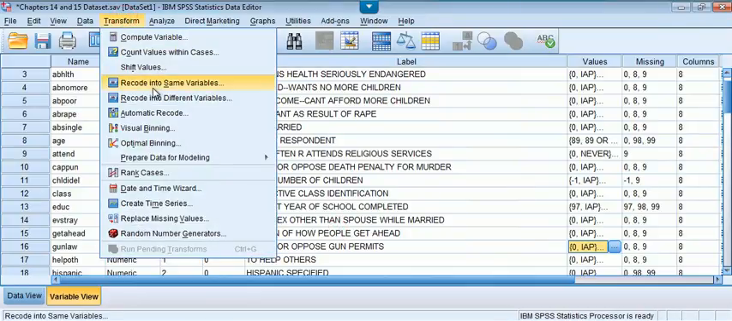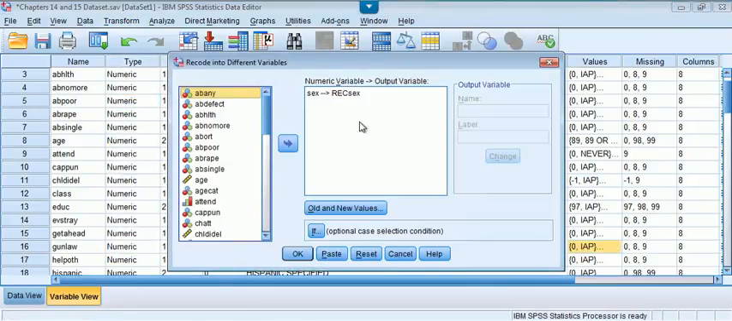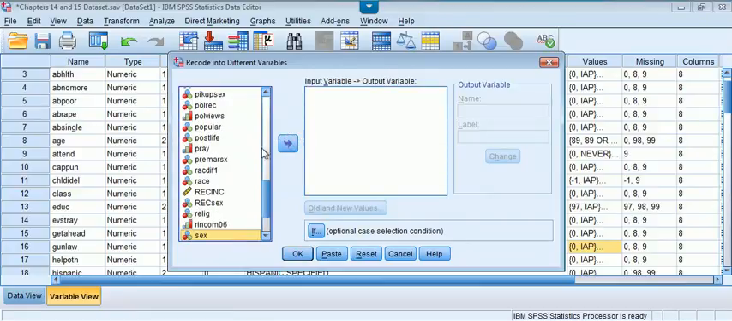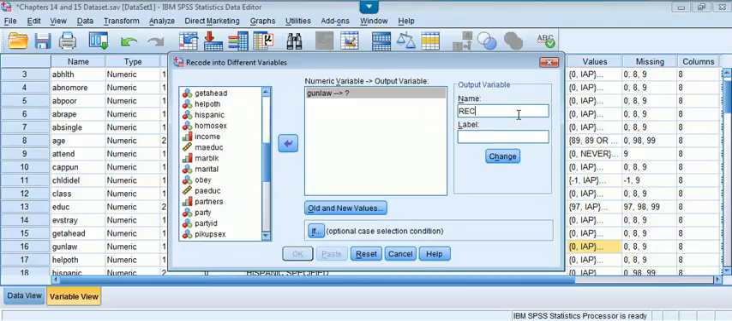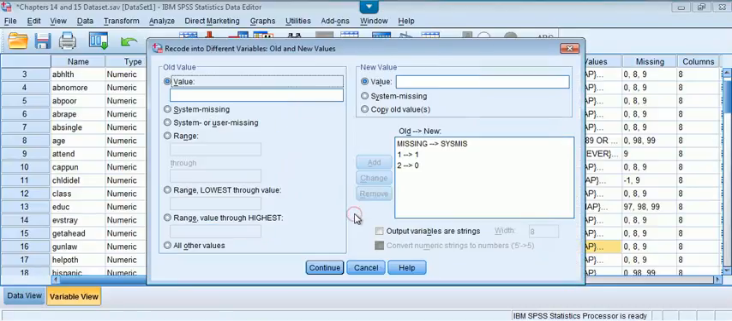So come in here, transform. Again, always recode into a different variable. Come up to gun law. Recode gun law. Recode into different variables. And now we have old and new values. What's nice about this, a lot of times this stays with you, and if you're doing a lot of dummy coded variables, a lot of times they're measured the same way, so this is nice. But you can see this is going to be recoded just like our last variable.